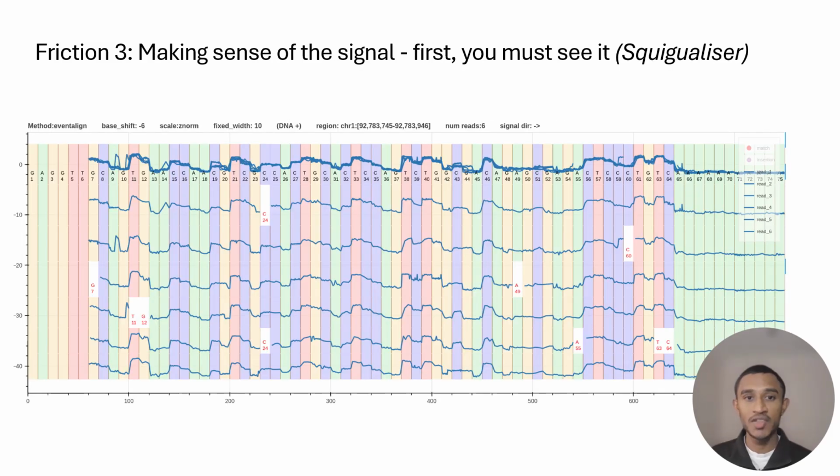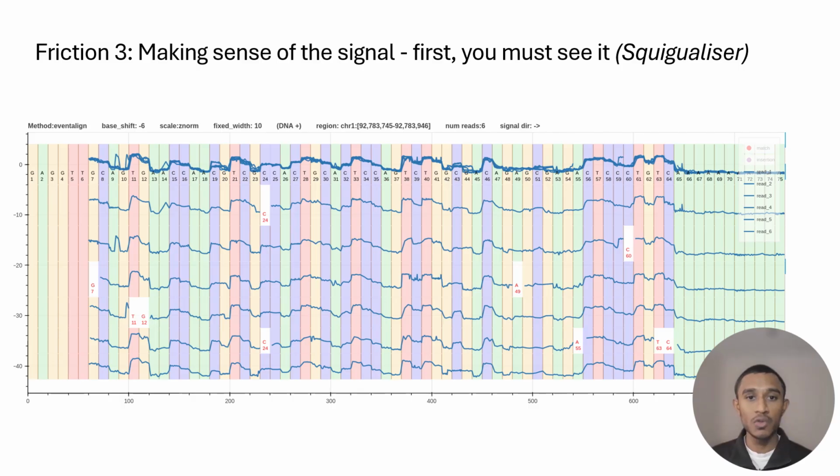The third friction is the deepest one, and it really has two parts. Suppose you've cleared the first two hurdles. You can handle the data and you can read it quickly. You still hit a wall because the signal is just a long stream of numbers. And here's the catch. You can't really work with the signal until you can see it. If you can't look at it lined up against the DNA, you can't spot what's interesting. You can't compare one method against another. And you can't tell when something's gone wrong.